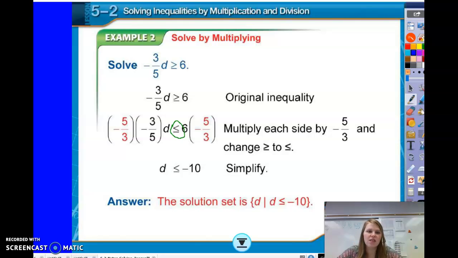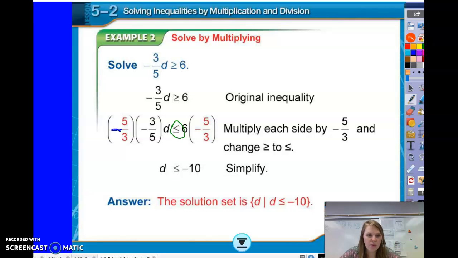Now let's look at this one. This is a little bit different because we have a negative in there. Negative 3/5 d is greater than or equal to 6. To get d by itself, we multiply by the reciprocal, which is what they're doing here. However, when you multiply by a negative, you've got to change your symbol. So d is greater than or equal to this becomes less than or equal to. Then solve like you normally would. 6 times negative 5/3 gives us negative 10, so d is less than or equal to negative 10.